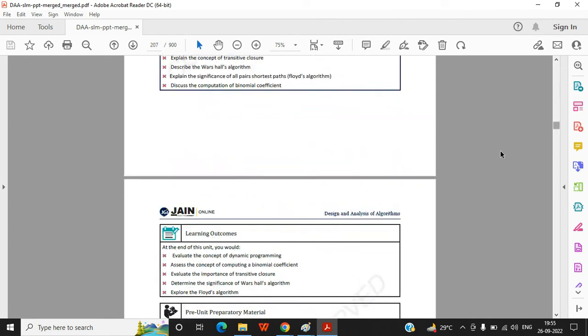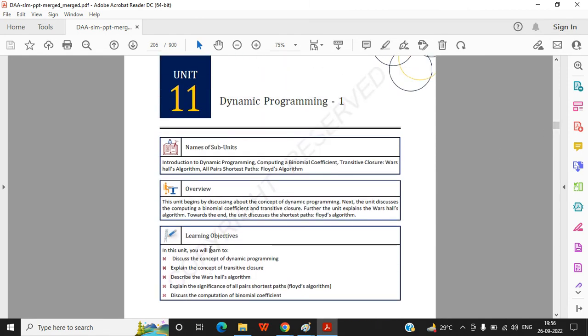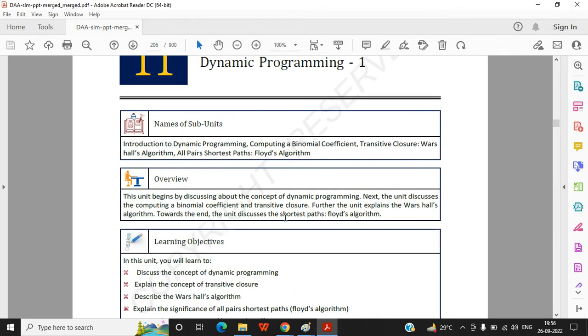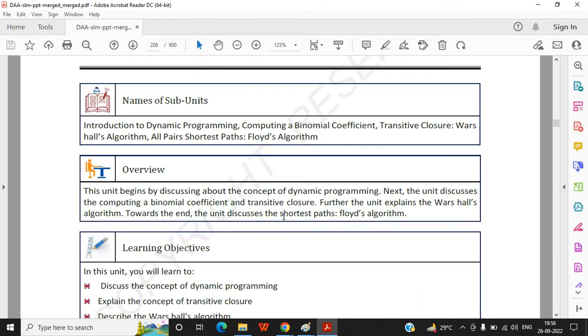Unit 11 is dynamic programming. A hugely important chapter in algorithms. Now let me tell you something about dynamic programming. What are the problems here? You have computing binomial coefficient, transitive closure, Warshall algorithm, and all pair shortest path or Floyd algorithm. These are very fantastic algorithms. I hope you will enjoy it.